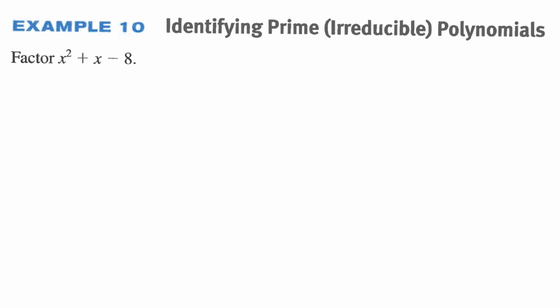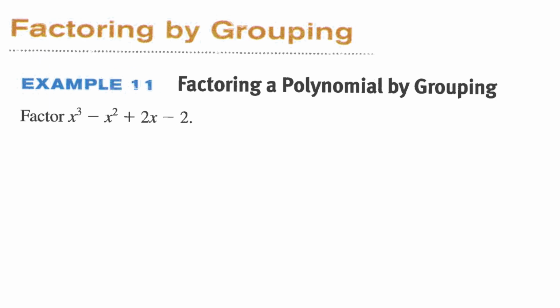All right. Identifying prime irreducible polynomials. Sometimes you can't factor. It's just the way it works. AC is negative 8. B is positive 1. Is there any way to break down 8 and add to 1? So how about 8 and 1? No. How about 4 and 2? No. And those are the only things that multiply to 8. So this is prime. So that's what we get to write. We say this is prime, not factorable. We're done.